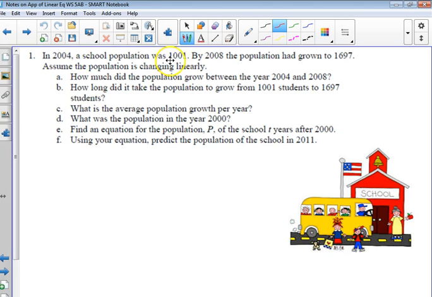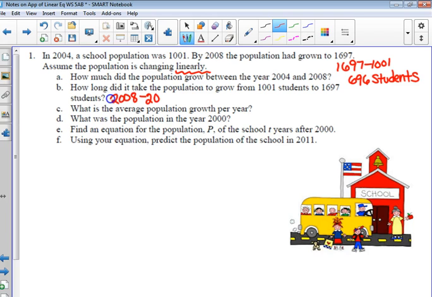Okay, 2004, population was 1,001. 2008, school grew to 1,697. It's growing linearly at a constant rate, that means it's not growing like a parabola or exponentially. It's growing in a straight line at a constant rate. So how much did the population grow? Not even sure we needed a calculator for that, did we? Okay, 696 students. How long did it take for that to happen?